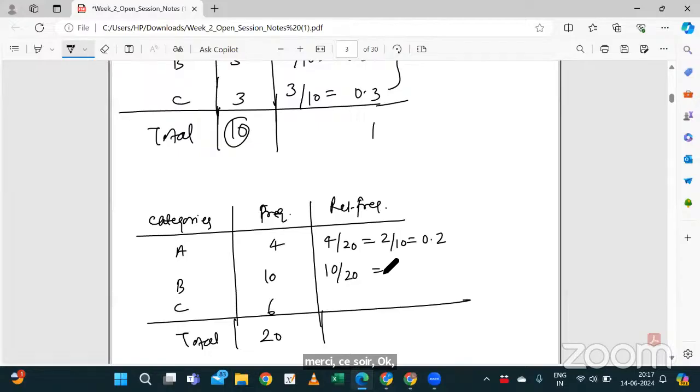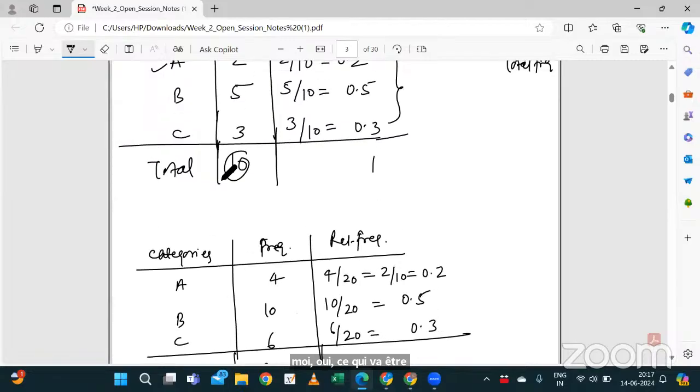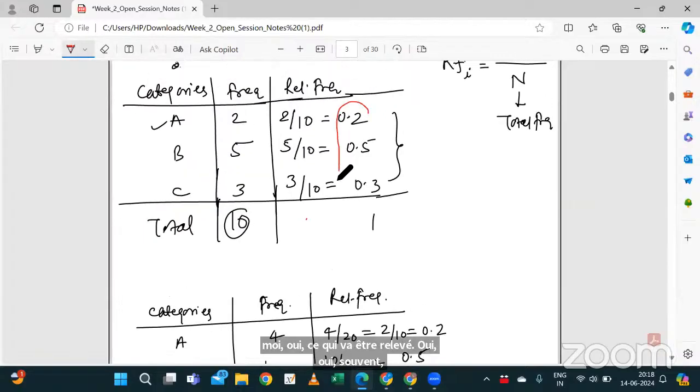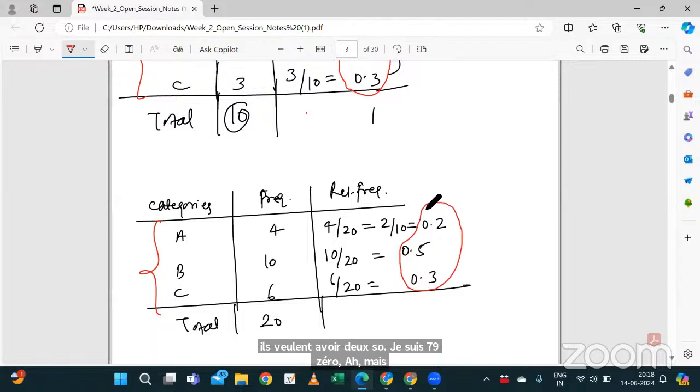Again 10 by 20, right? So that means 0.5, 6 by 20, 0.3. So what can you observe there? If you see the relative frequency for this data set and for this data set, they are the same, right? So here you can easily compare your data sets in terms of relative frequency. While the frequencies for each category were different, the relative frequencies were the same.